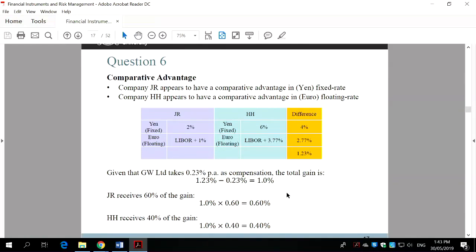Remember, this time we're not designing a swap equally attractive to two parties. Rather, JR needs to receive a larger share of the gain, which is 60%. So JR needs to receive a 60 basis point gain, and Hedge needs to receive a 40 basis point gain.